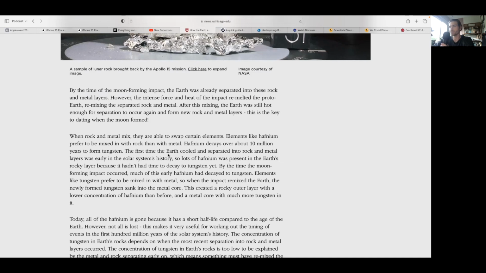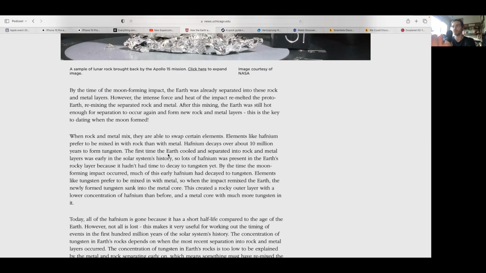However, the intense force and heat of the impact remelted the proto-Earth, remixing the separate rock and metal. After this mixing, the Earth was still hot enough for separation to occur again and form new rock and metal layers. This is the key to dating when the moon was formed.